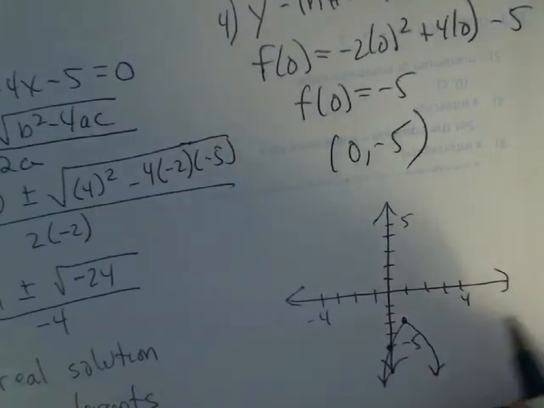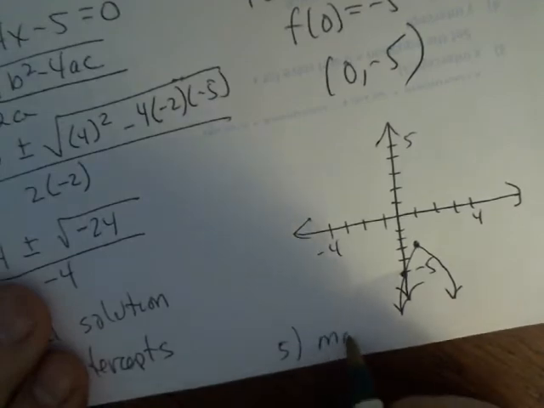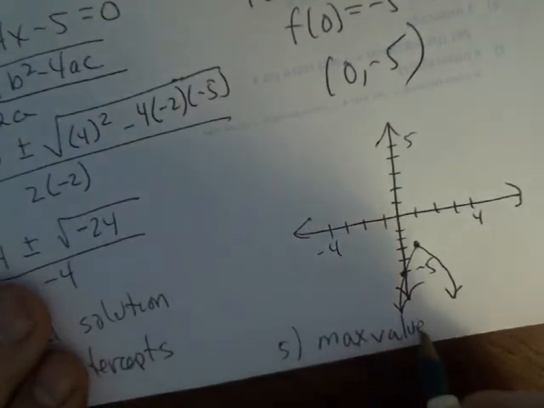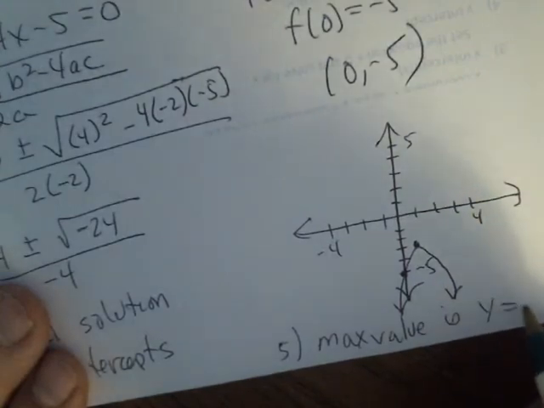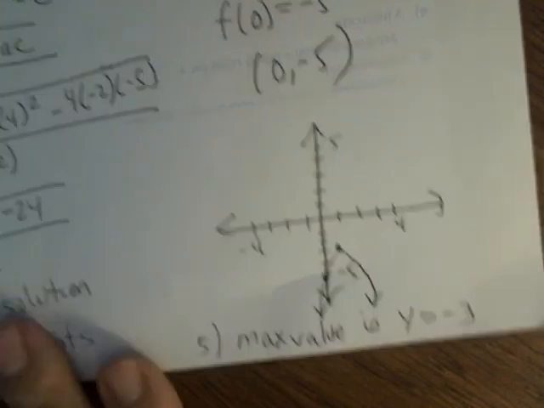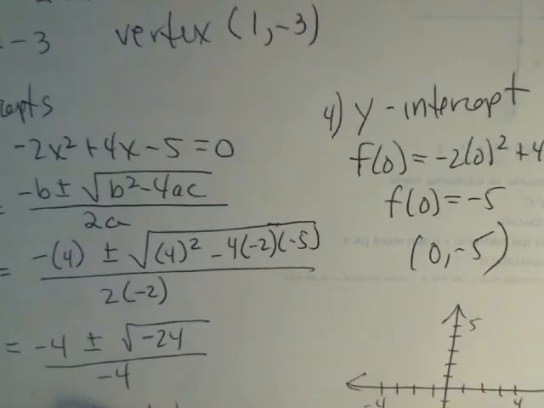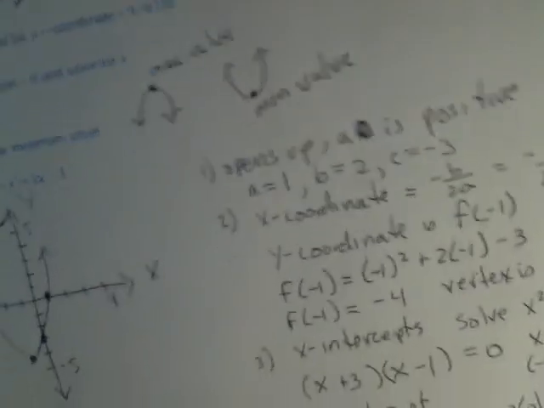Also, identifying your maximum. So the fifth thing, your max value, since it does open down, is y is negative 3. It's the y coordinate of your vertex. Okay, so that's 2 examples. One where we could factor to find the x-intercepts, where we had 2 x-intercepts. That was the first example. The second example, right here.